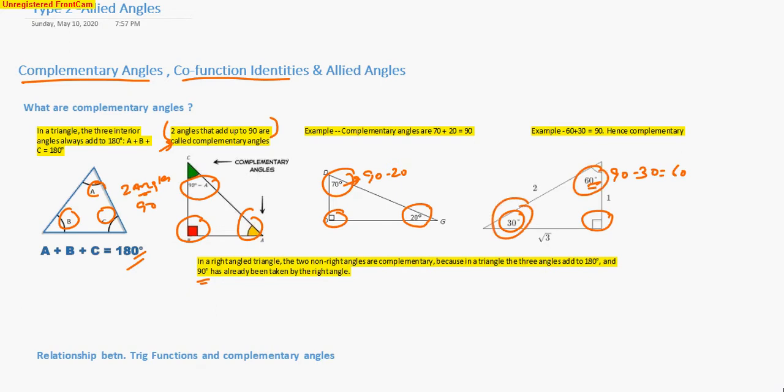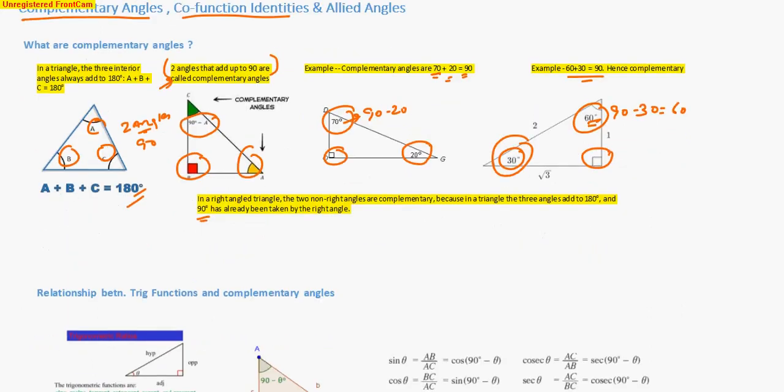Over here I have written that in a right angle triangle, 60 plus 30, these two angles are complementary because they add up to 90. In this case, the angles 70 and 20 add up to 90, and hence they are called complementary angles. So that's pretty straightforward, and it was just a refresher.